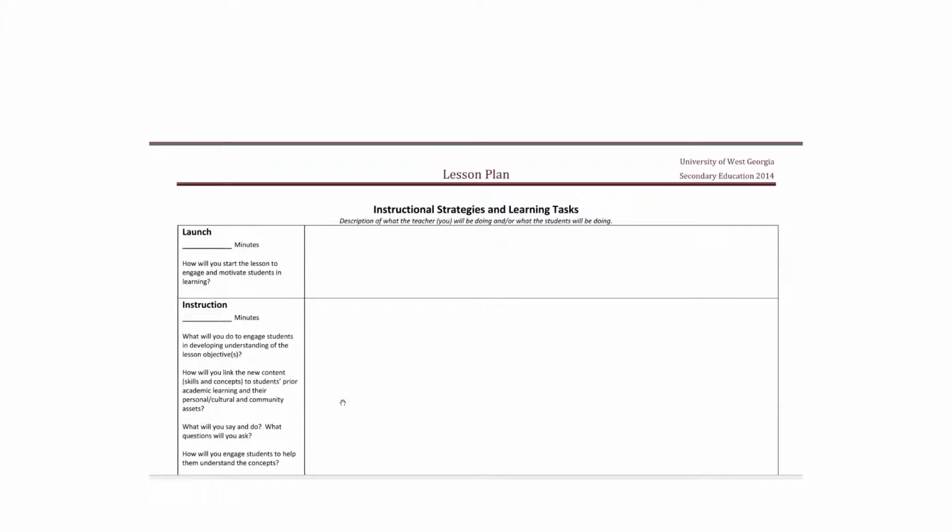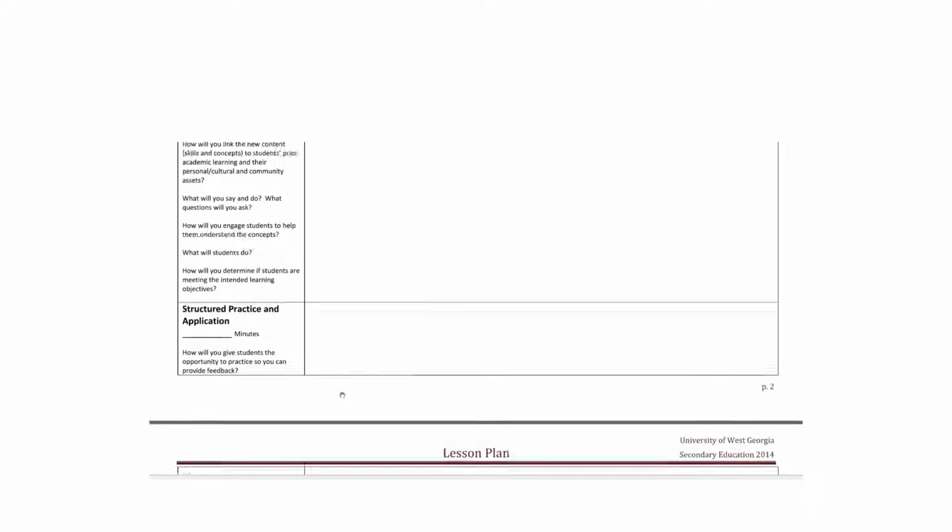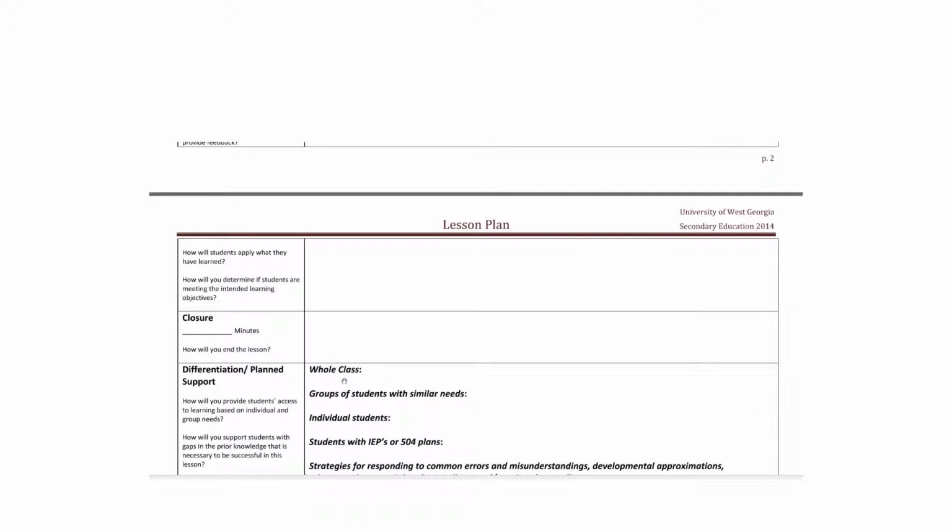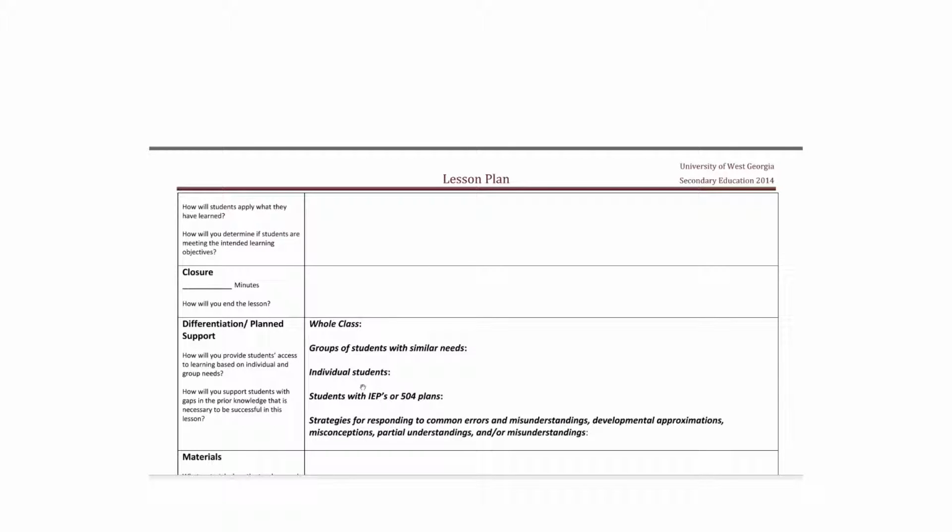In your launch and instruction, you have to not only include what you're going to be doing in a detailed manner, but you have to include the minutes as well as for structured practice. And your closure, remember, if you have questions that you're going to be asking your class as part of your closure or as part of your other instruction, you actually have to think of those questions in advance. And then lastly, make sure that you don't forget about differentiation and plan support, and think about how you would address the whole class, groups of students with similar needs, individual students, students with IEPs, and then some types of strategies for responding to common errors or misunderstandings. And you can look at the examples for more ideas.